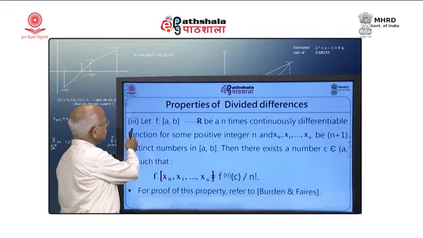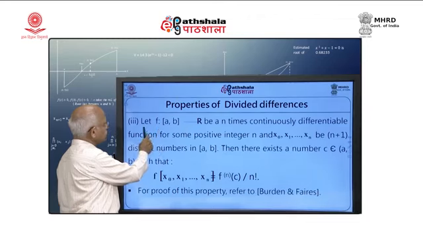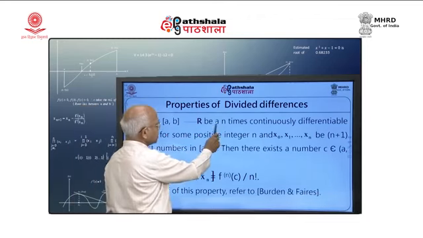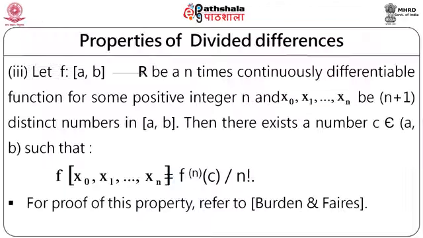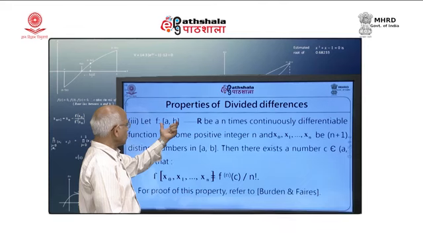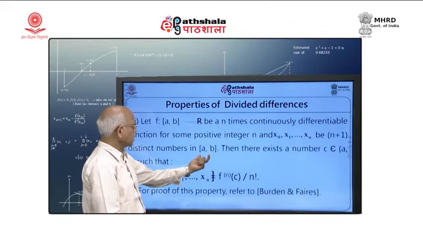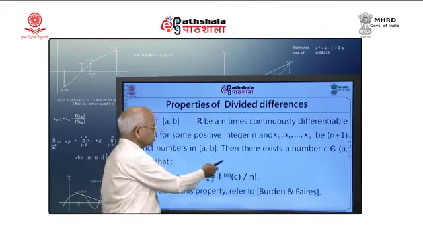So, the third property we are considering. Let f from a b to R be an n times continuously differentiable function. Now, here we are using calculus: n times continuously differentiable function, for some positive integer n, and let x 0, x 1, x 2, ..., x n be the n plus 1 distinct numbers in a b. So, we have this interval a b fixed, and I am taking n plus 1 distinct nodes in the interval a b, for some positive integer n.